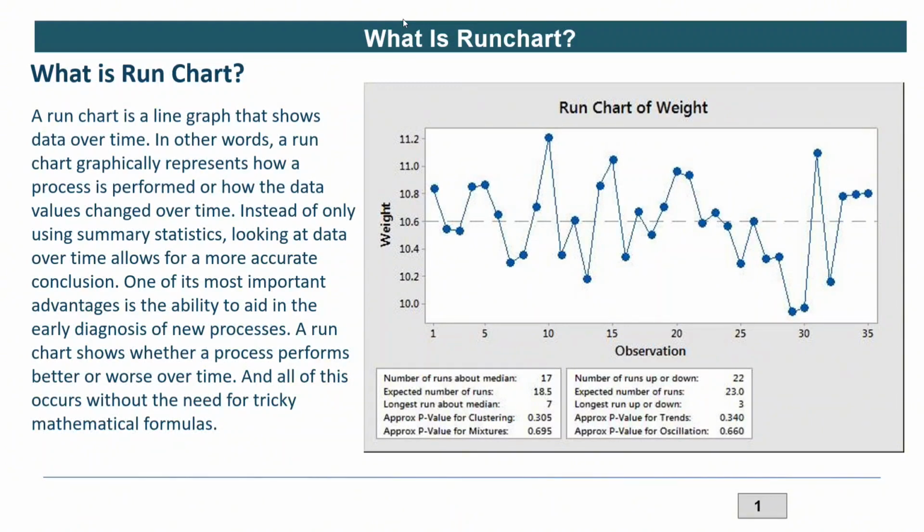And how do we find this out? We find this out by observing whether any special non-random behavior or non-random pattern is getting observed in the data. This is the technique by which a Run chart identifies the presence of special causes. Let's get into this video and understand how it works.